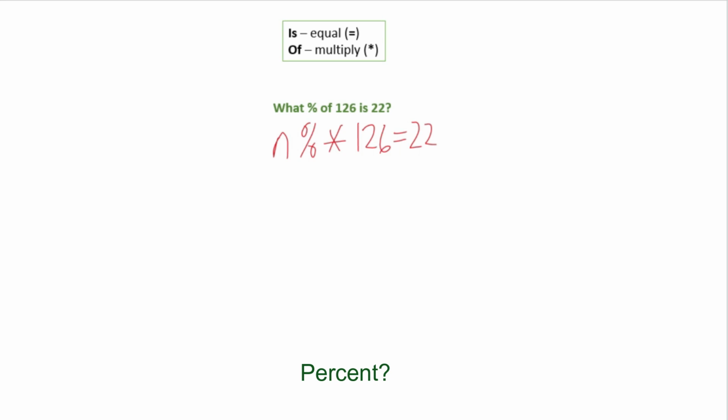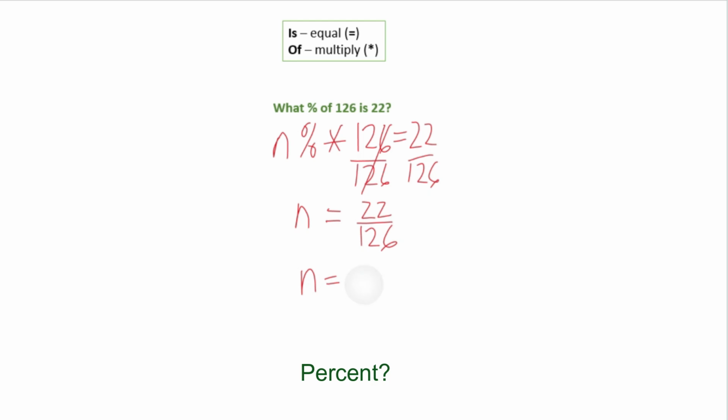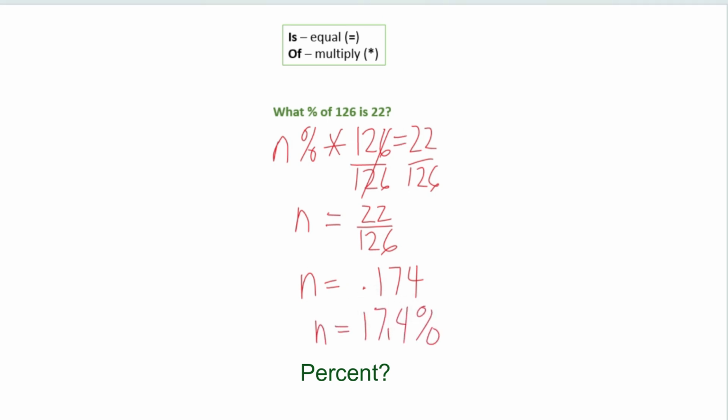We want to get n by itself, so we're going to divide both sides by 126. So this is going to equal 1. So n is going to equal 22 over 126. And that is going to give us n equal to 0.174, and that can be written as 17.4%. So this is how we would get the percentage.